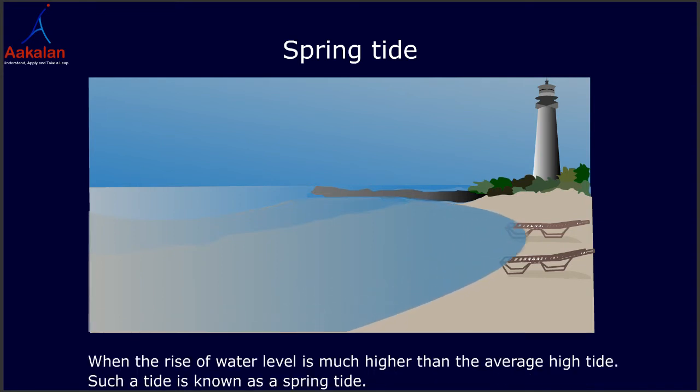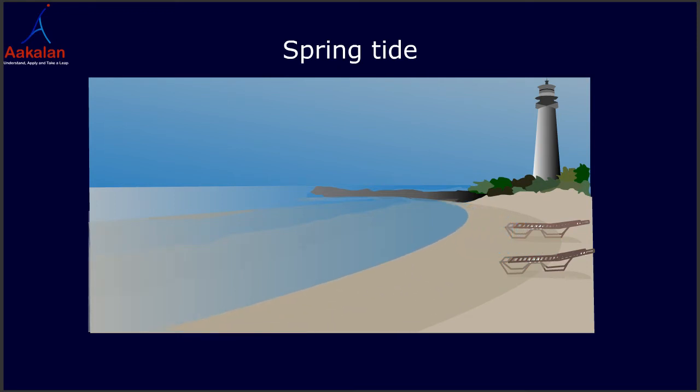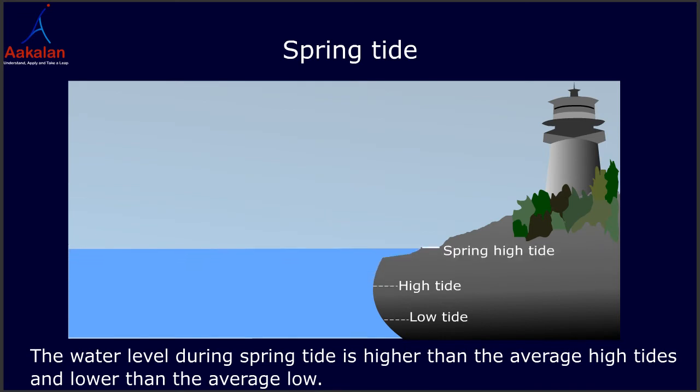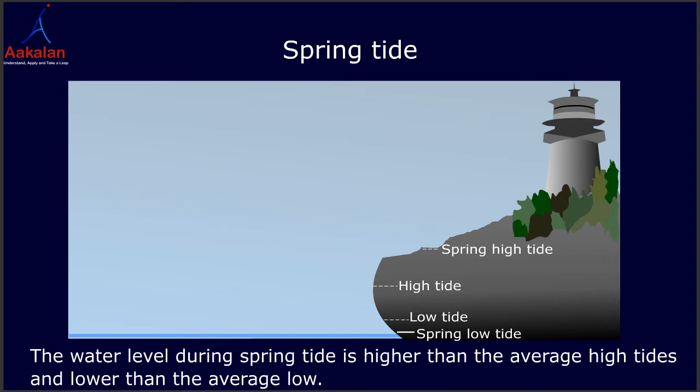When the rise of water level is much higher than the average high tide, such a tide is known as a spring tide. As the bulge at the high tide is greater, the water at low tide recedes much more. The water level during spring tide is higher than the average high tides and lower than the average low.